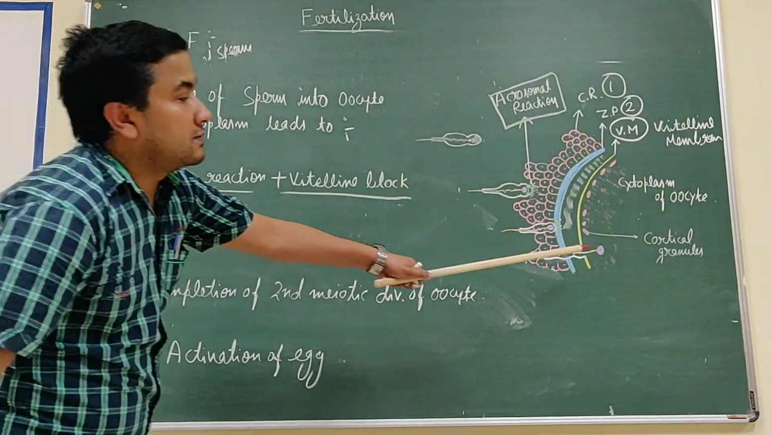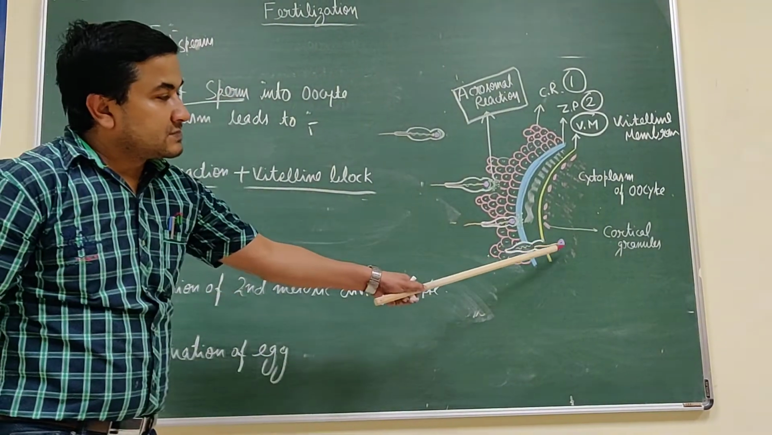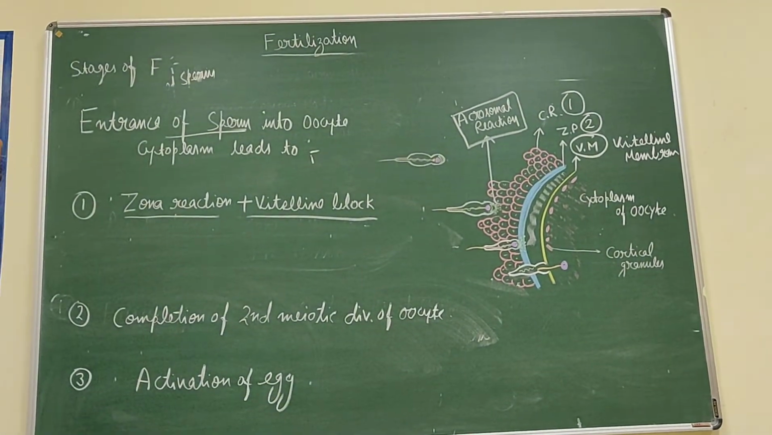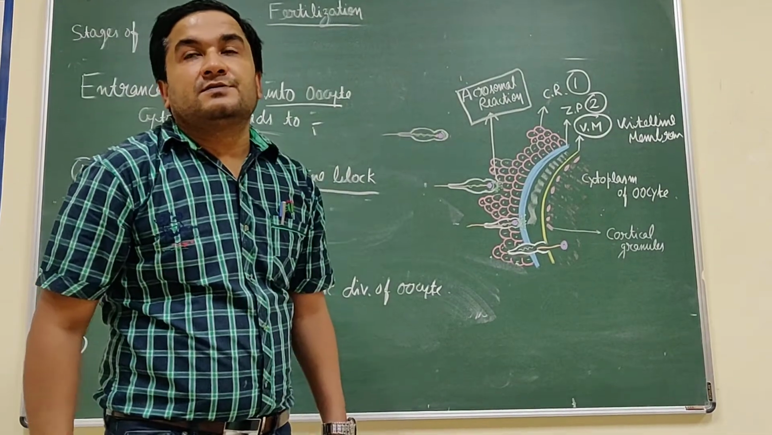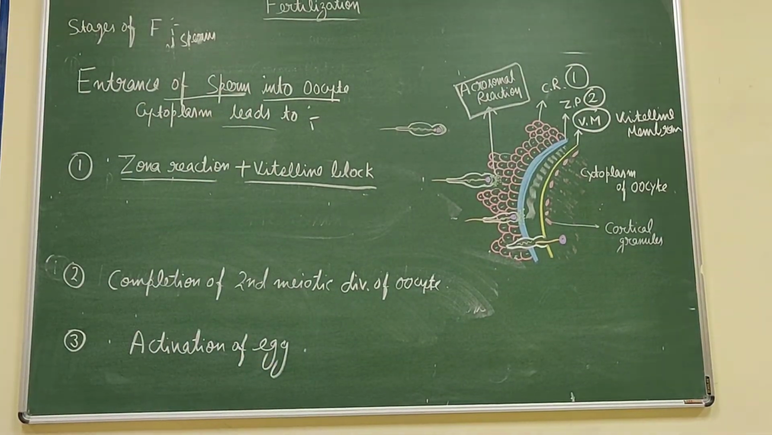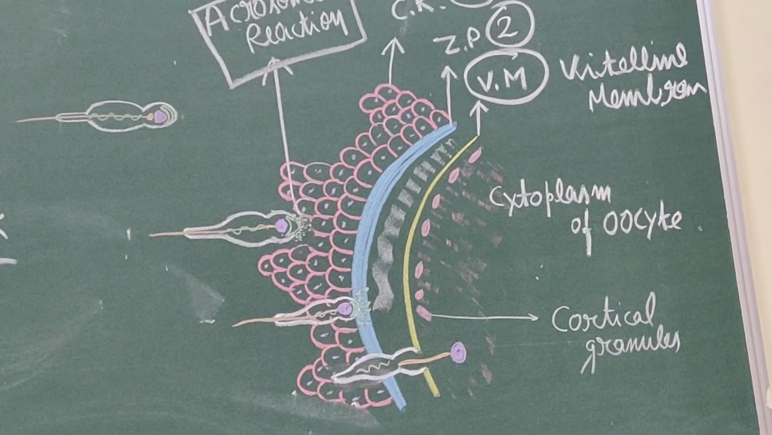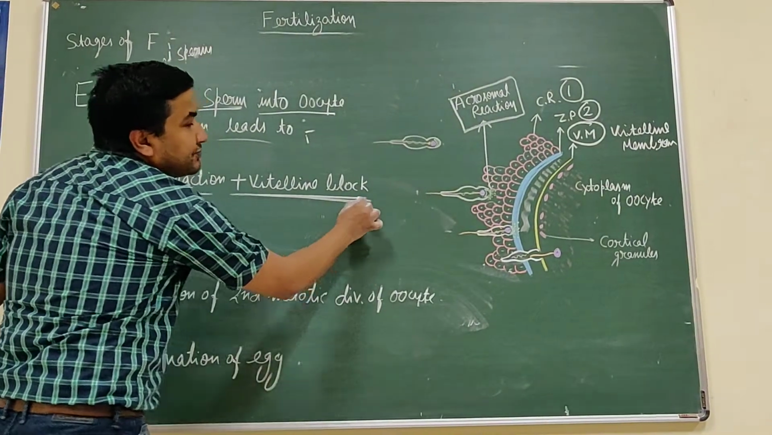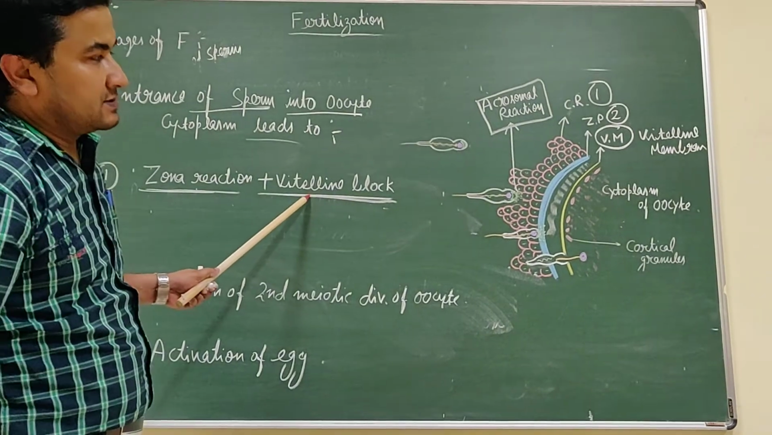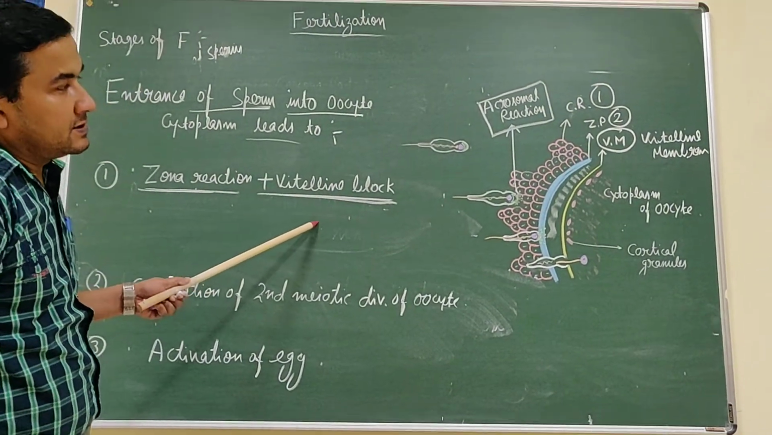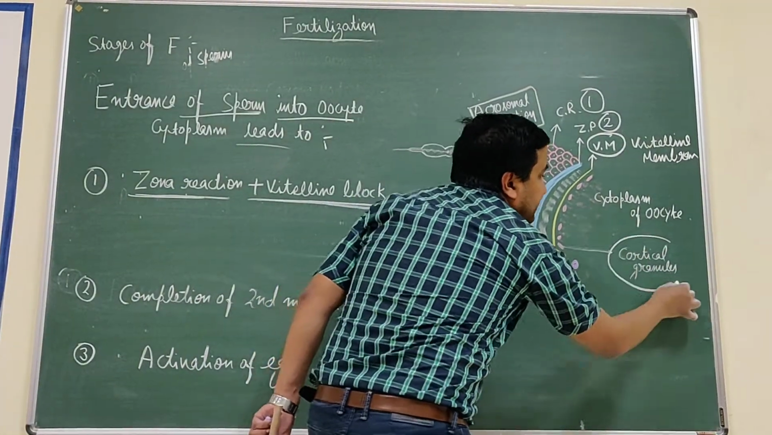Now, after the entrance of the nucleus and the tail of the sperm into the oocyte's cytoplasm, there are three changes, three reactions that occur after these events. The first is the zona reaction and the vitelline block. This zona reaction and the vitelline block are due to the release of the enzymes present in cortical granules.